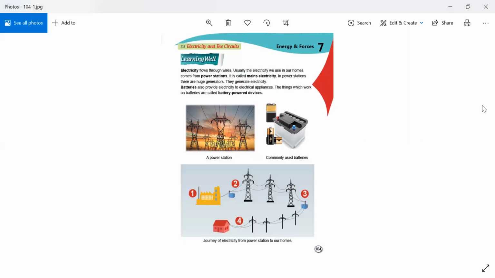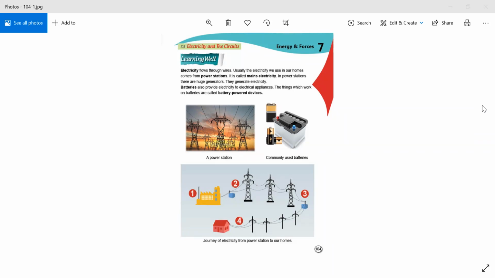Electricity flows through wires. Usually the electricity we use in our homes comes from a power station. It is called mains electricity. In power stations, there are huge generators. They generate electricity. Batteries also provide electricity to electrical appliances. The things which work on batteries are called battery powered devices.